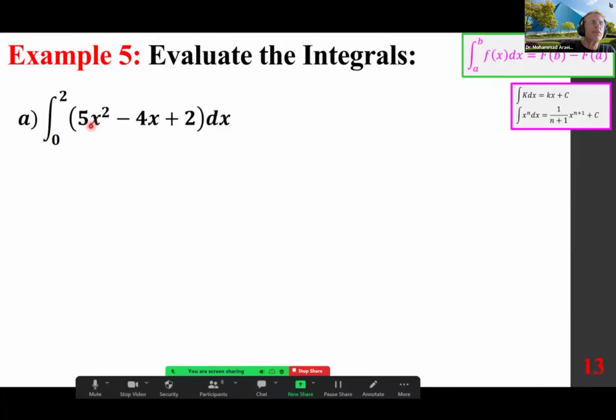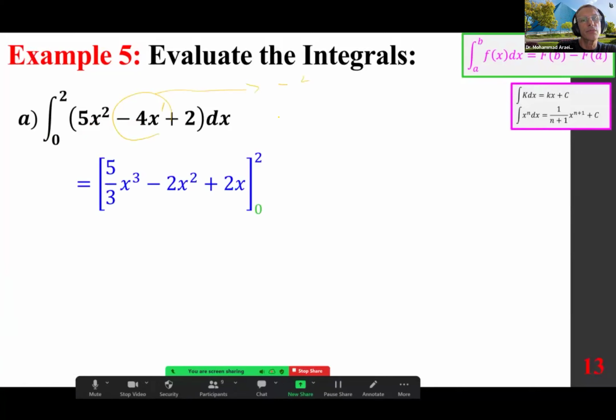find the antiderivative. For this one it is 5 over 3, x cubed. This one is minus 4 halves, or minus 2x squared. This is plus 2x, and we're going to evaluate it from 0 to 2. I want to make sure we understand what happens in this case.